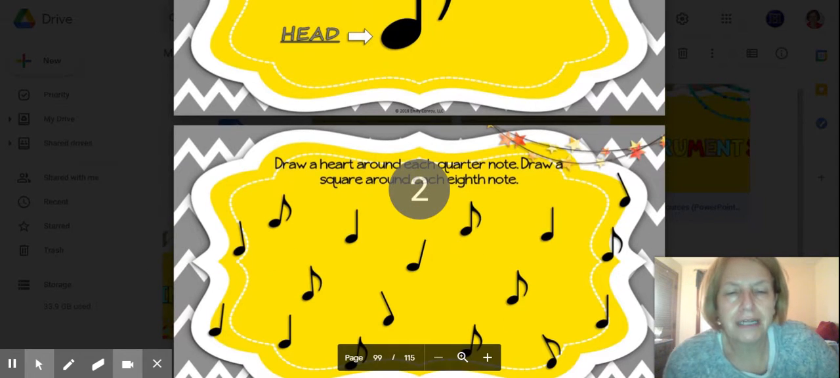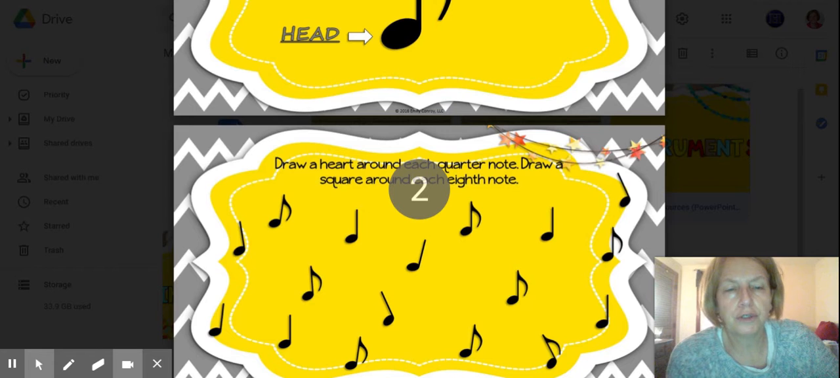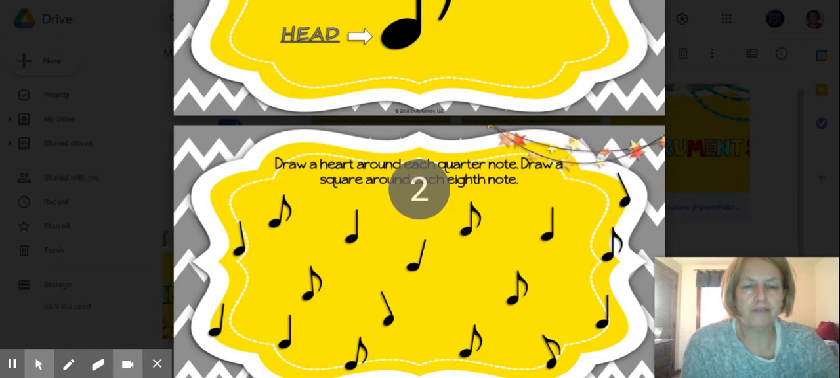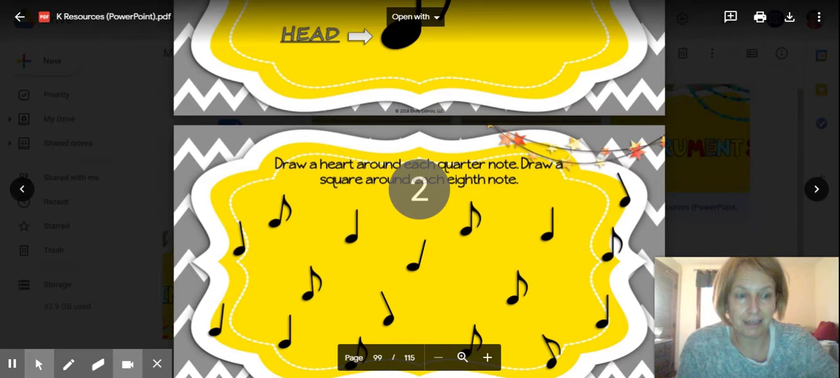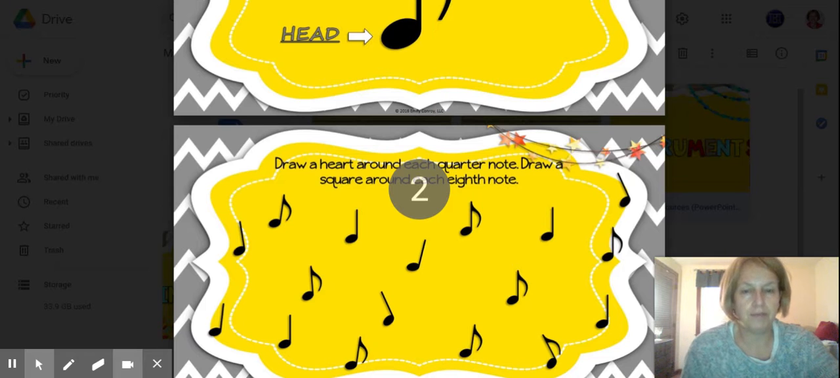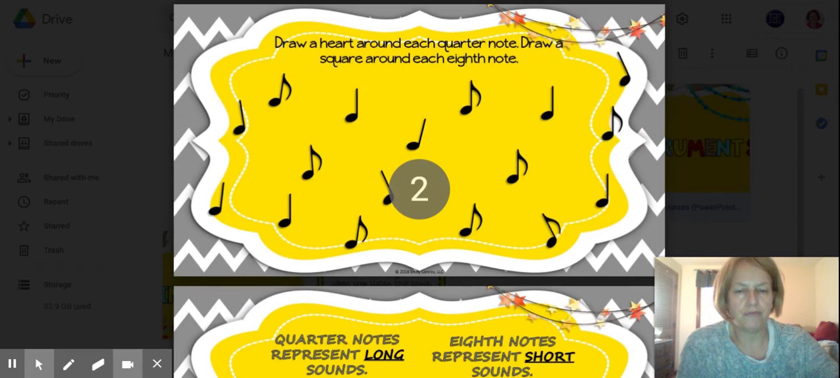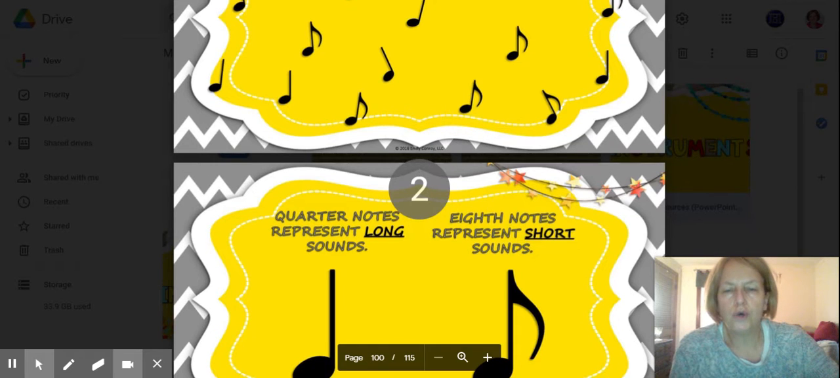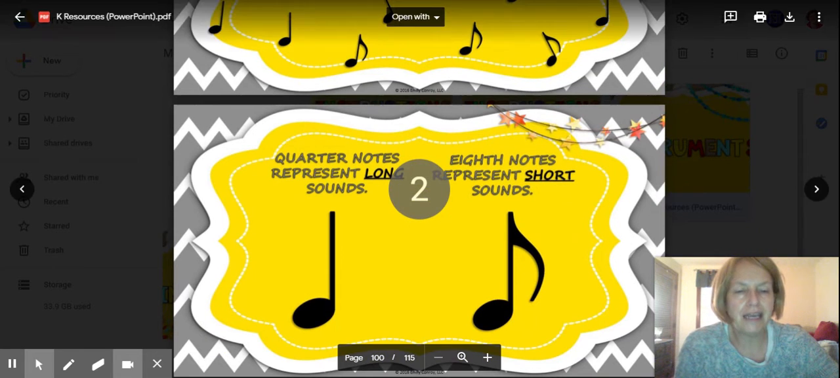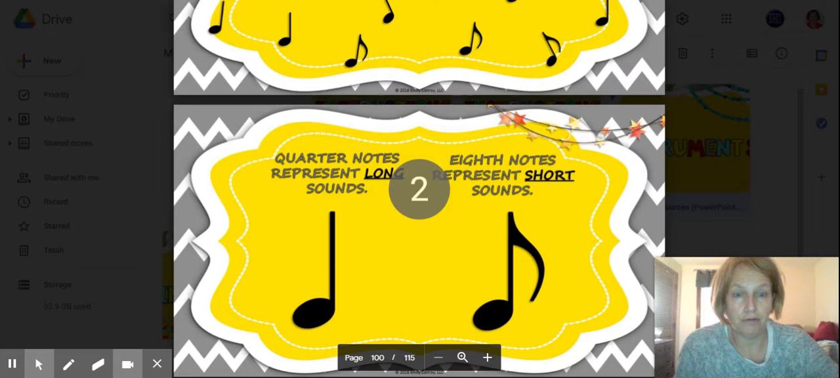This one, we're drawing a heart around the quarter note and drawing a square around eighth notes. We'll do this together in class. I will pass out papers and we'll do this together. So we'll skip this one for now. The quarter note represents a longer sound than the eighth note, which is a short sound.